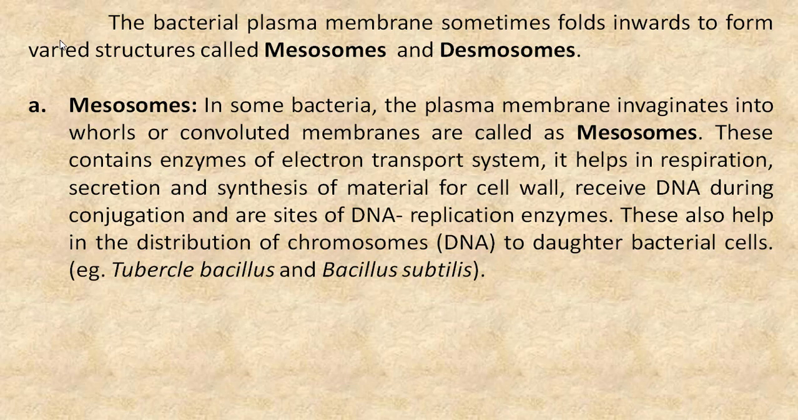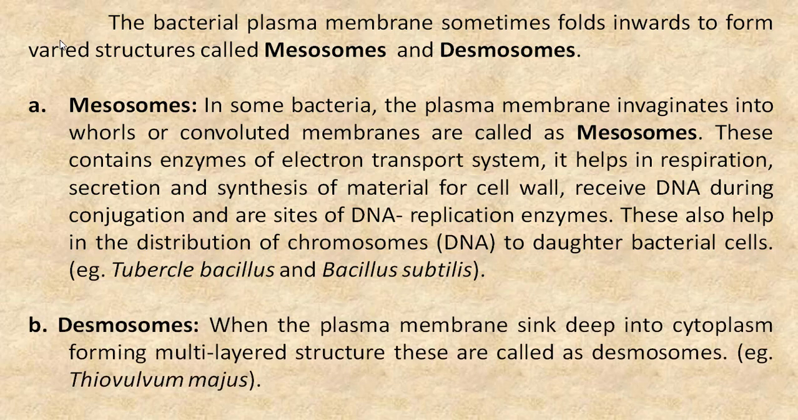Mesosomes. In some bacteria, the plasma membrane invaginates into whorls or convoluted membranes called mesosomes. These contain enzymes of electron transport system. It helps in respiration, secretion and synthesis of material for cell wall, receives DNA during conjugation, and is the site of DNA replication enzymes. These also help in the distribution of chromosomes, that is DNA, to daughter bacterial cells. Example, tubercle bacillus and Bacillus subtilis.